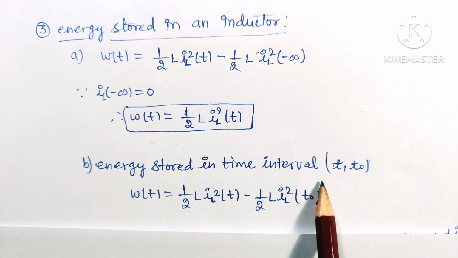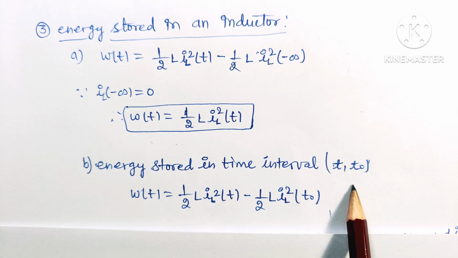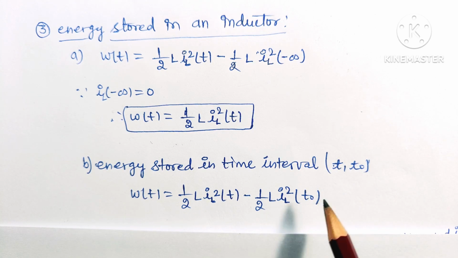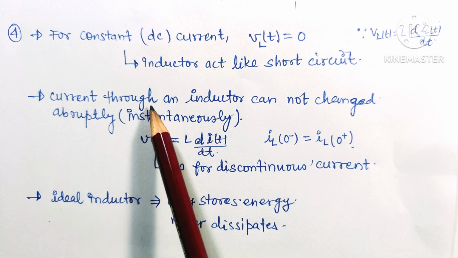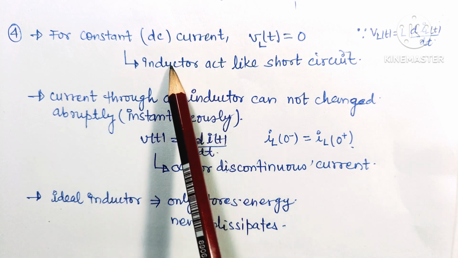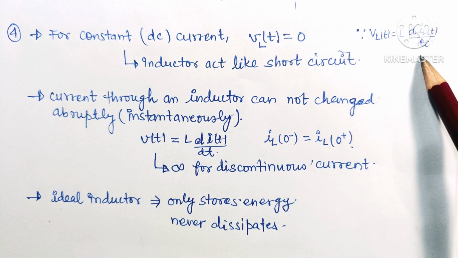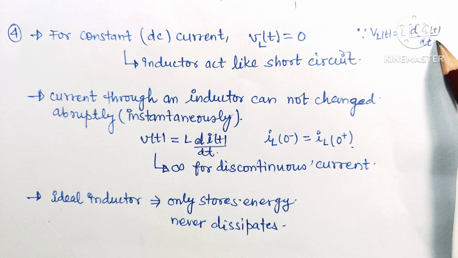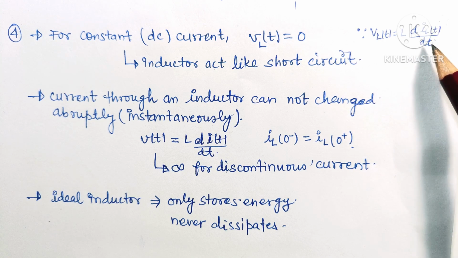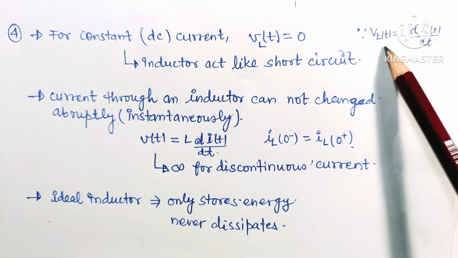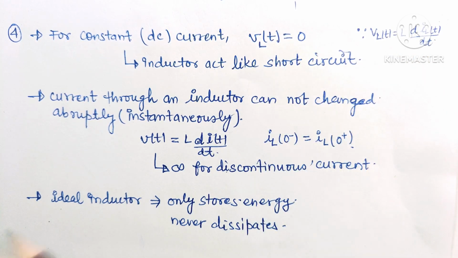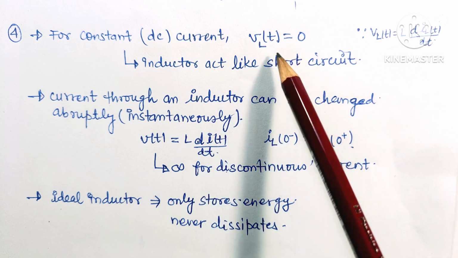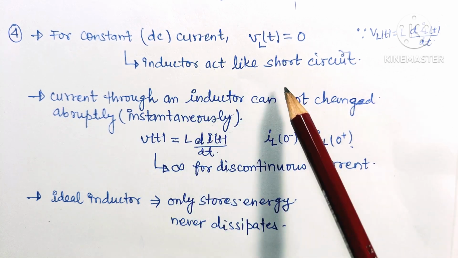If a time interval is given from t0 to t and a source is connected in the circuit for this period, then the energy stored in this time interval can be written by this formula. If in the circuit only a DC source is connected and the current through the inductor is a DC current, then from this formula we can see that there is no change in the current with respect to time, so this derivative will be equal to 0. So the voltage across the inductor V_L(t) is equal to 0. Since the voltage is 0 across the inductor, it will behave like a short circuit.